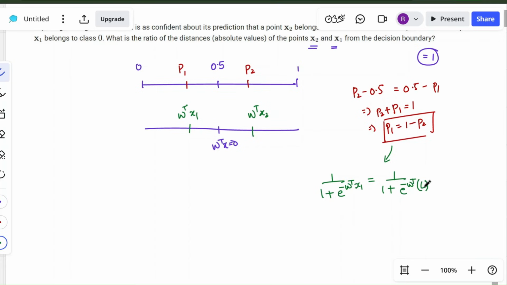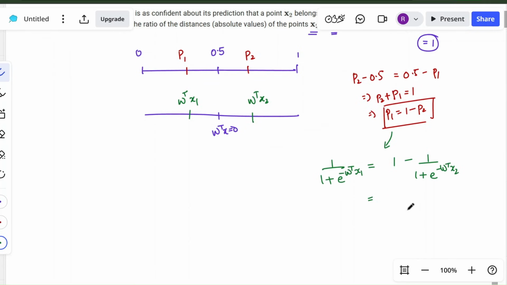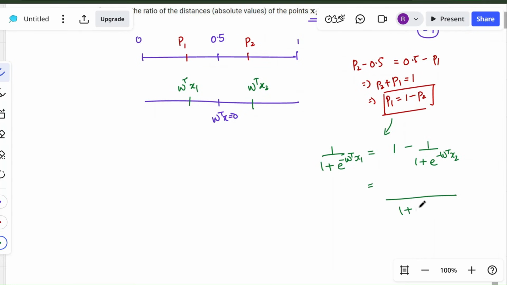Or actually I can write it as 1 minus P2, which is 1 by 1 plus e to the power minus W transpose x2. Now I can write this as 1 plus e to the power minus W transpose x2, right? E to the power minus W transpose x2, right?